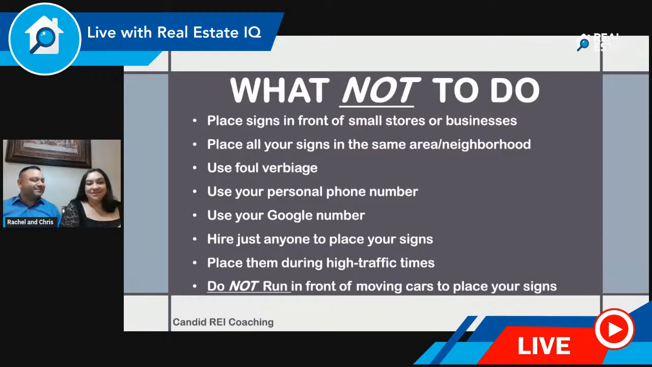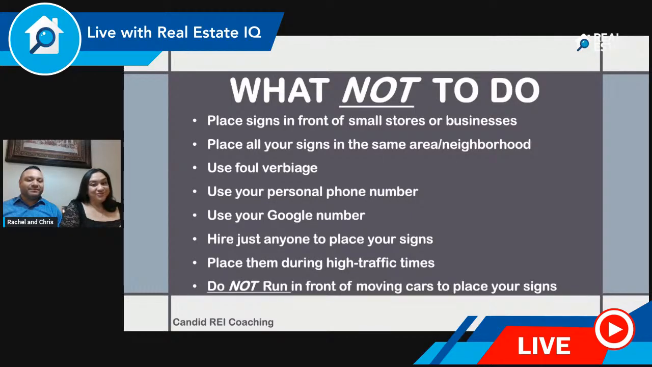Do not use foul language. I don't think it would be great for a little kid to be like, "Oh, mommy, daddy, what's that say?" So, watch what you put on it. Do not use your personal phone number. Most people don't even want to share their phone number, so definitely don't put it on a bandit sign.